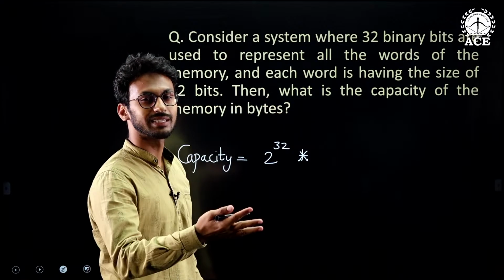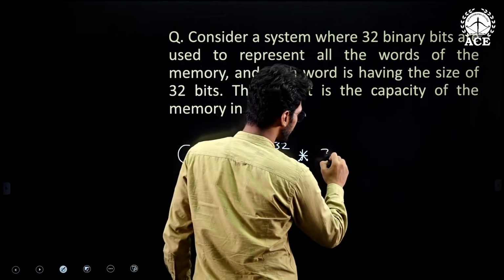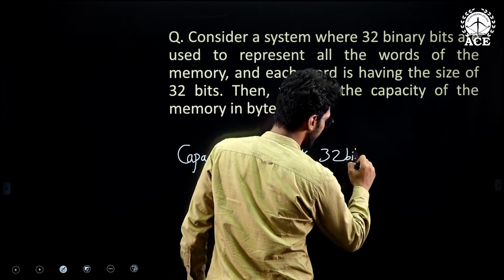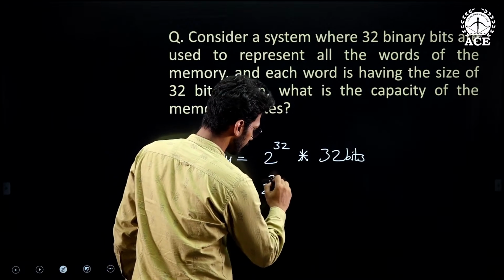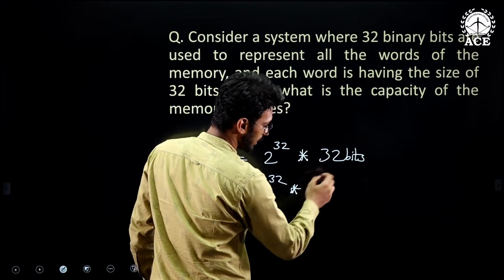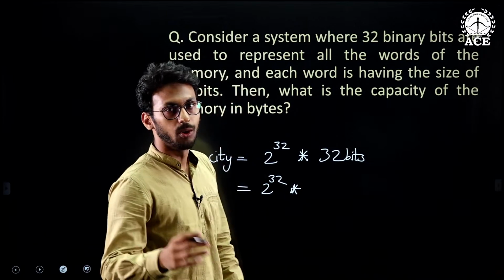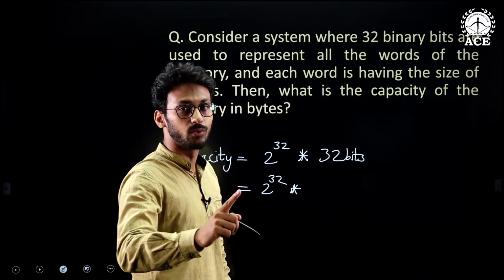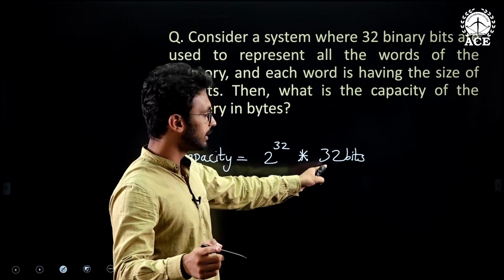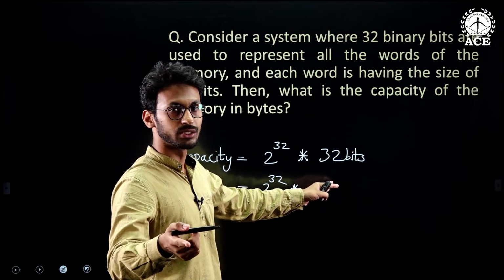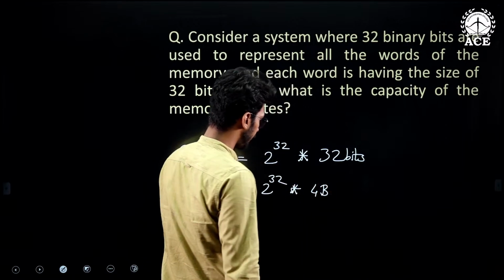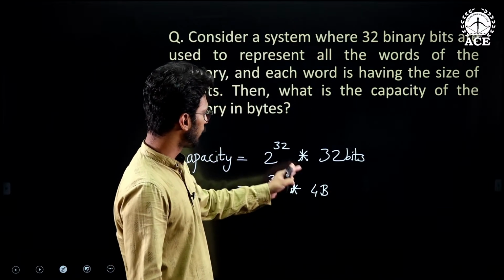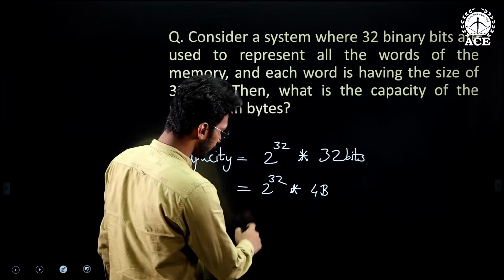See, each word has a size of 32 bits. Again, convert those bits to bytes and the work is done. 2 raised to 32 into what? 32 bits. 32 bits means how many bytes? See, 1 byte equals 8 bits. Just divide by 8. 8 4s are 32. So, 4 bytes. Done. Now you can split this one.